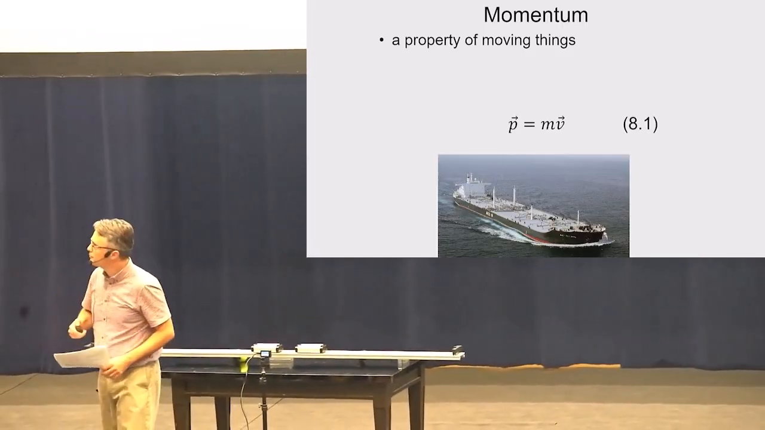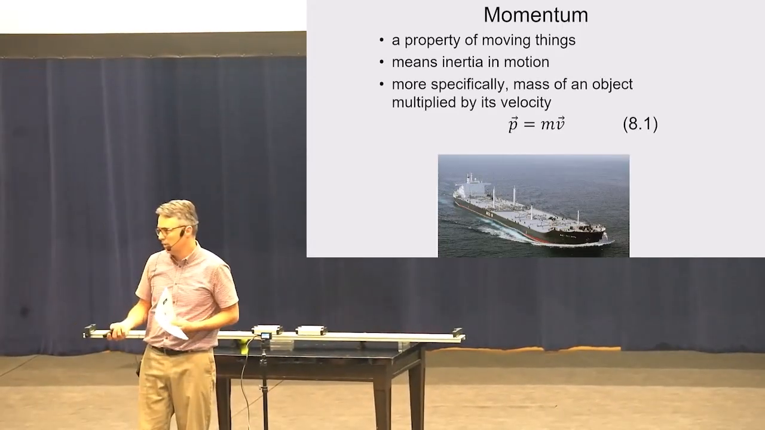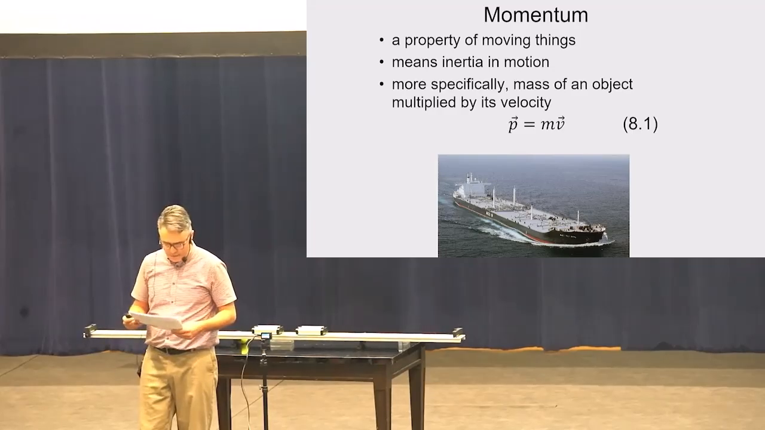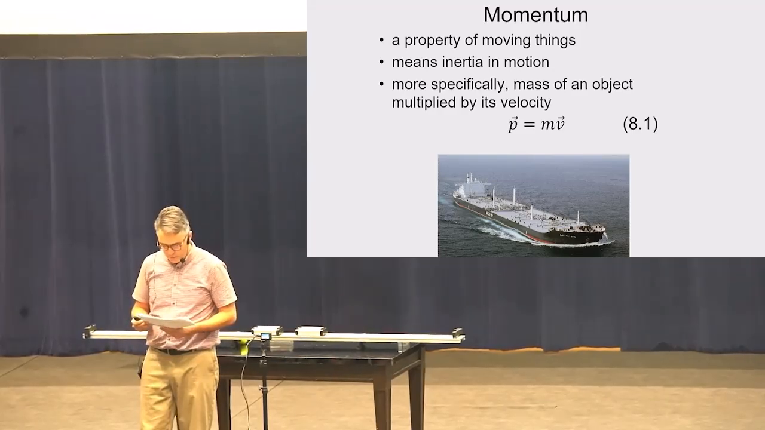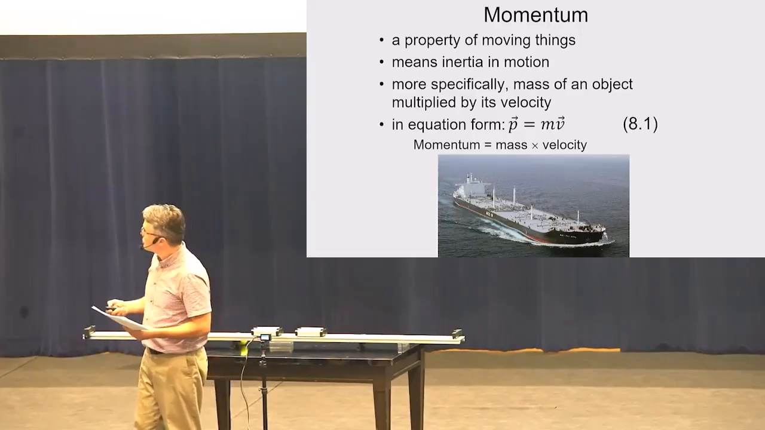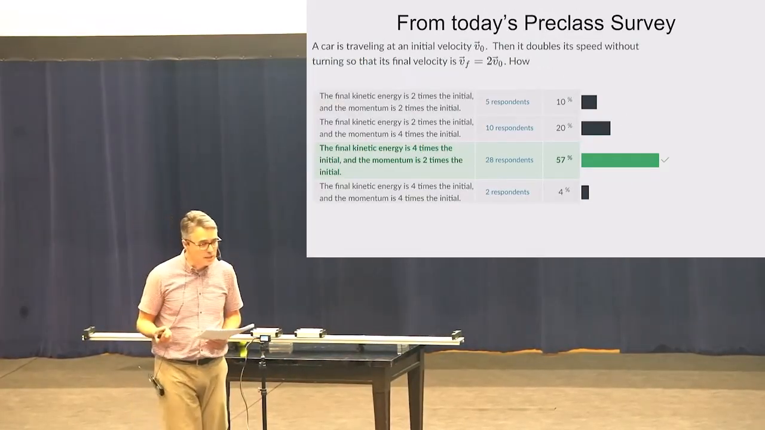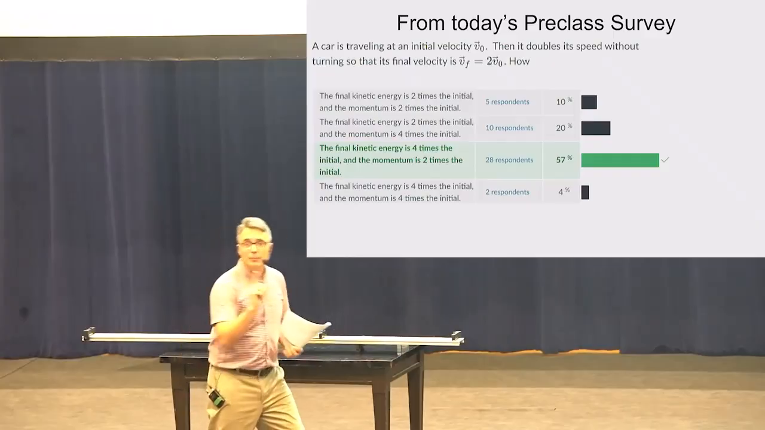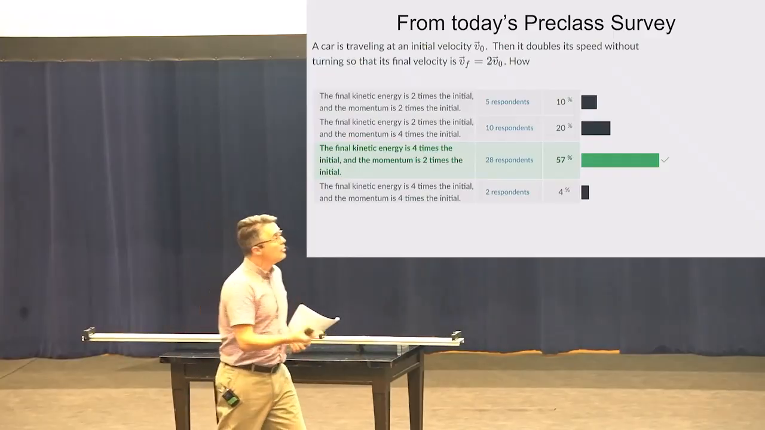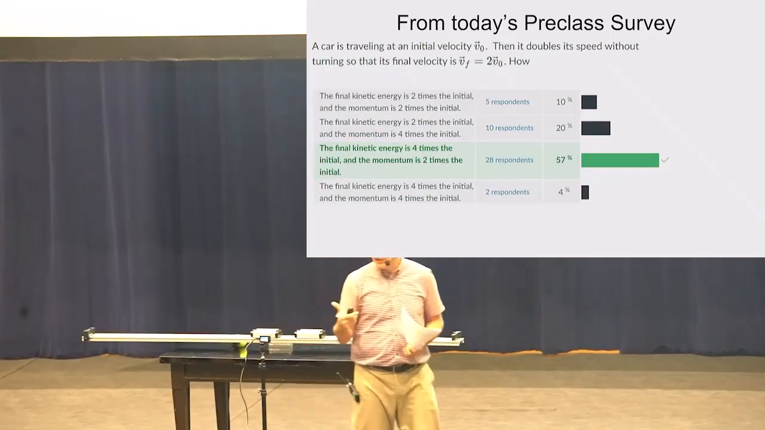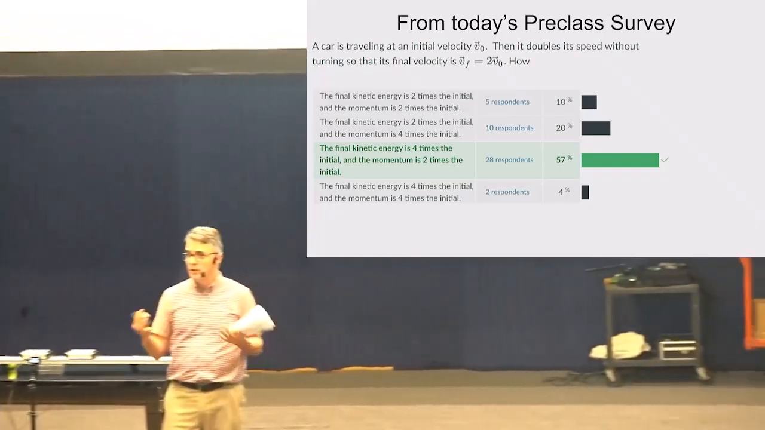It's a vector equation. It's just mass times velocity. So we're going to find that this turns out to be pretty useful. So this morning on the pre-class survey, I asked: a car is traveling at some initial velocity. Without turning, it then doubles its speed. How does that change the kinetic energy and the momentum?